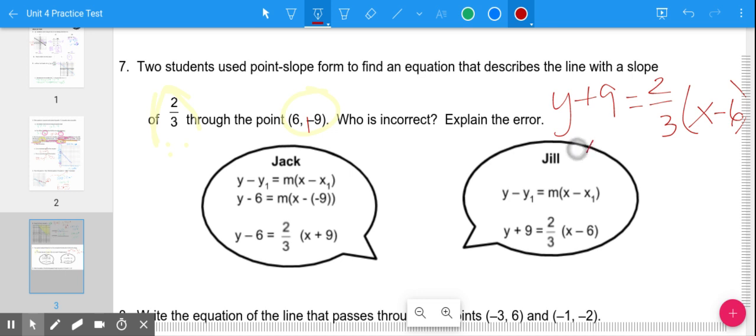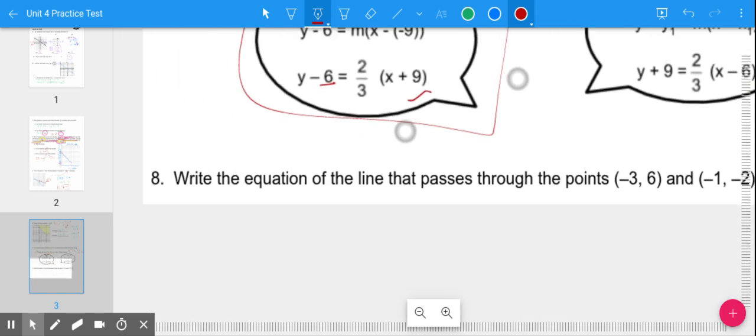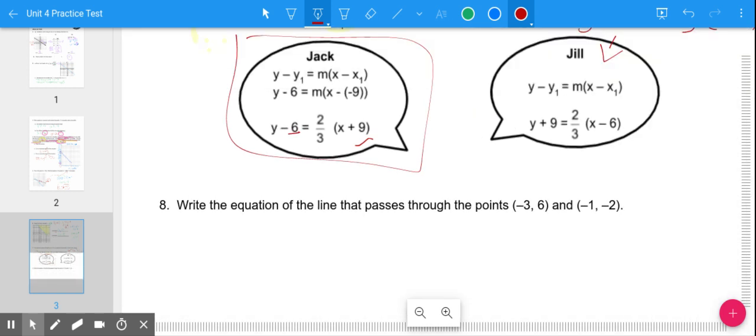So Jill is right. Jack is incorrect because he plugged in the wrong points. He plugged in his y for x and his 6 for y. So Jack plugged in the wrong points.